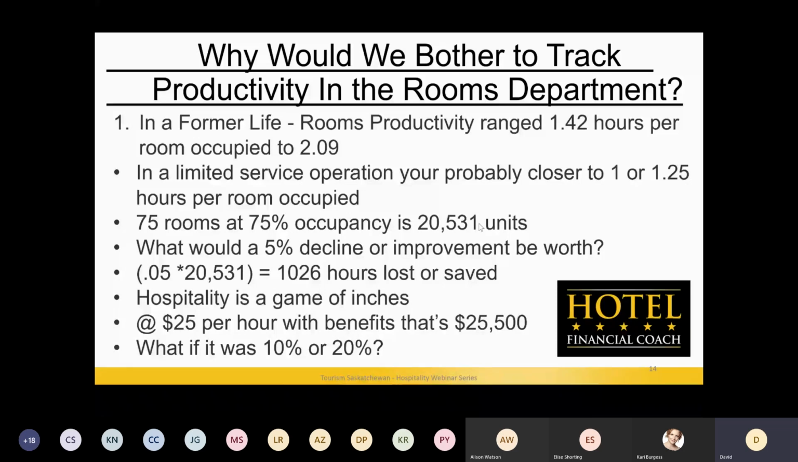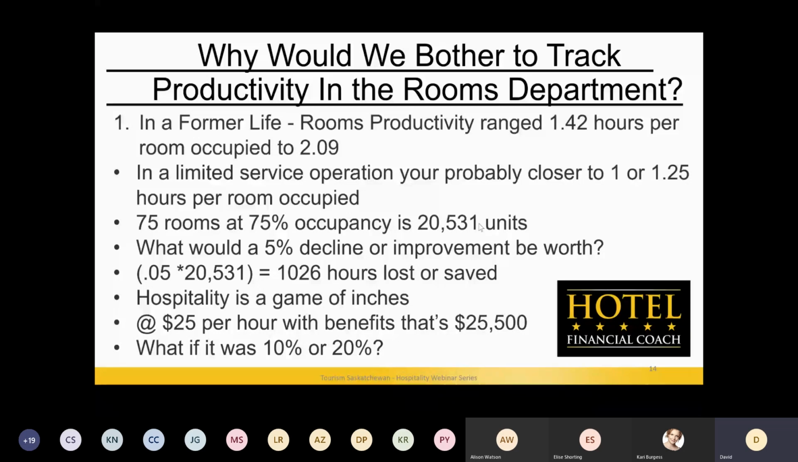Back to our P&L review from last week when we looked at the actual rooms department. There are things that belong in there and there are things that don't, but those things that belong in there produce a rooms profit. So 75 room hotel at 75% occupancy equals exactly 20,531 units.